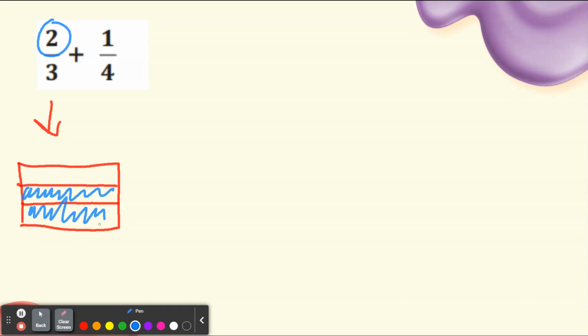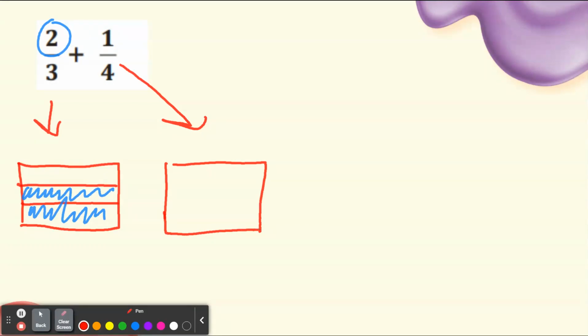Now, I'm going to go ahead and do this for my 1/4. So I have a whole. And the important thing is that our whole is the same size as our other whole. So we have 1/4 that we need this time. So I'm going to go ahead and cut this into 4 pieces. And now I'm going to go ahead and shade 1 of them. So I want to add 2/3 plus 1/4.